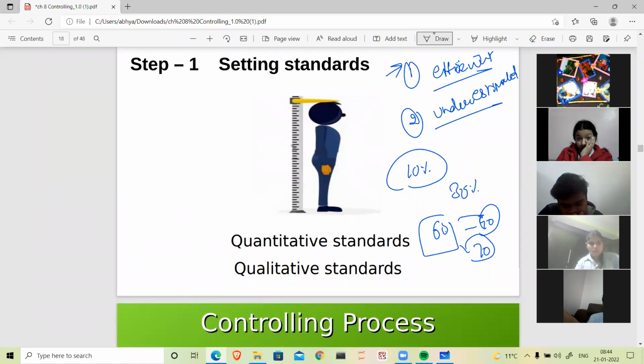Then the marketing or sales department will be setting the standard of increasing the sales volume, decreasing the selling cost, and decreasing the advertisement expenditures. A qualitative standard can be the salesman performance. What is the performance of their salesman? How satisfied are the customers with your salesperson?